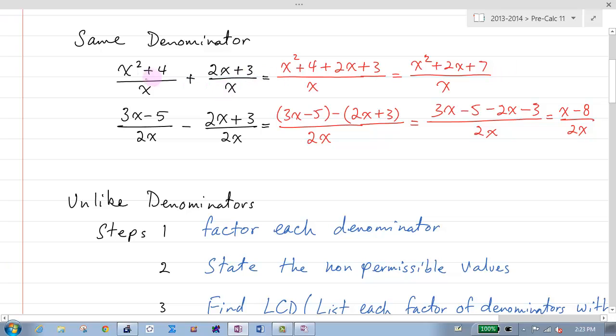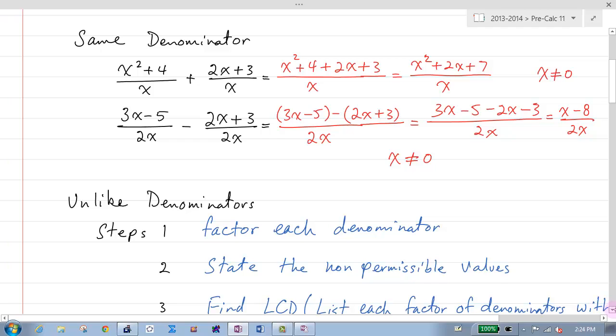For the two same-denominator fractions that I had, of course, I have to state the non-permissible values of the variables. In both of these cases, x cannot be equal to 0, because if x is equal to 0, the denominator is going to be 0, and if the denominator is 0, then both fractions are going to be undefined. Same thing with the second set of rational expressions: x cannot be equal to 0, otherwise the two fractions are going to be undefined.